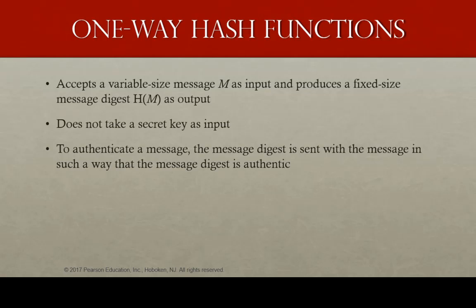One-way hash functions. An alternative to the message authentication code is the one-way hash function. As with the message authentication code, a hash function accepts a variable size message M as input and produces a fixed size message digest as output. Unlike the MAC, a hash function does not take a secret key as input. To authenticate a message, the message digest is sent with the message in such a way that the message digest is authentic.